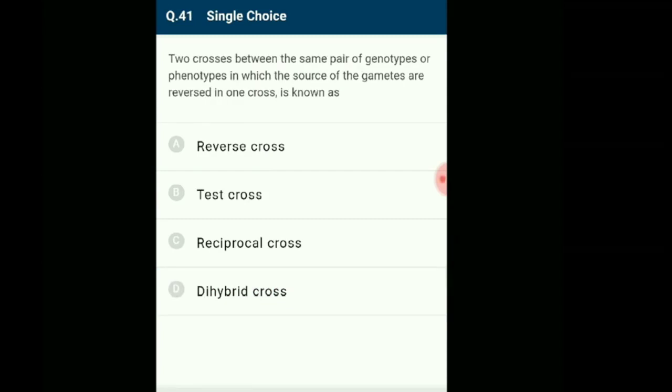Question number 41. Two crosses between the same pair of genotypes or phenotypes in which the source of the gametes is reversed in one cross is known as. Dihybrid cross is made between individuals having contrasting traits in order to study the inheritance of two pairs of alleles. Test cross is a back cross between an individual with a dominant trait and its recessive parent, to find out whether the individual is homozygous or heterozygous for the trait. So the answer is option C, reciprocal cross.